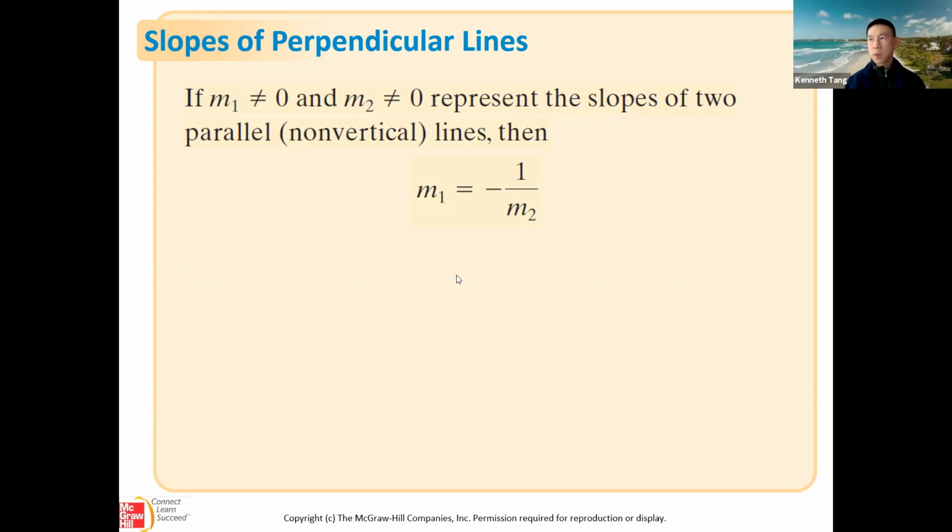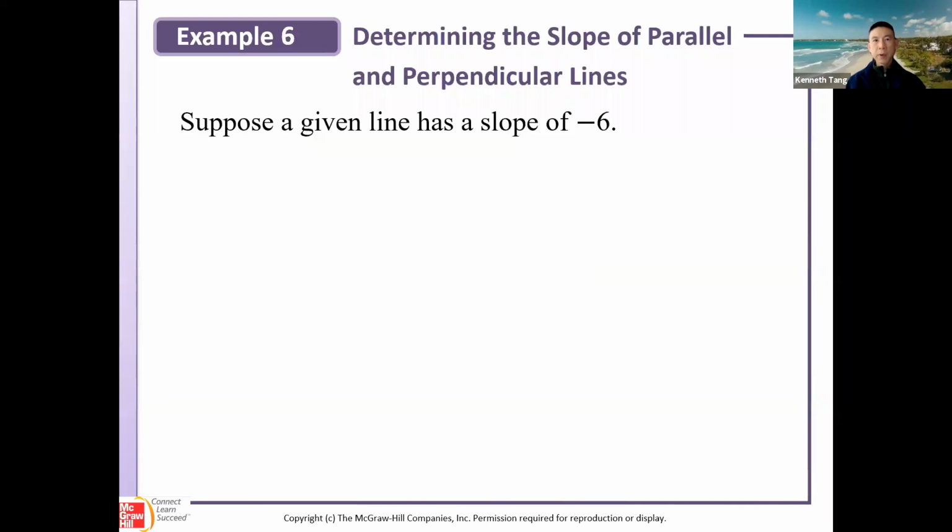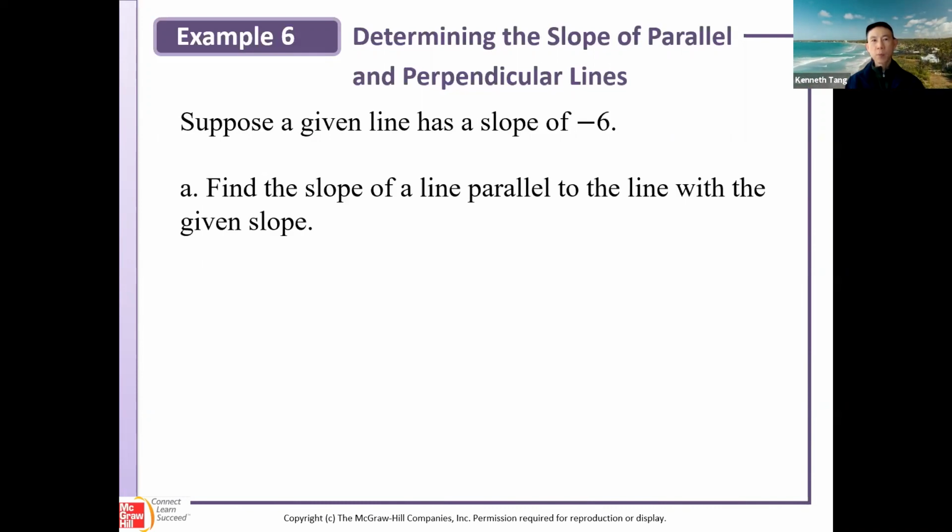Again, perpendicular: when the first line is at a right angle to the horizontal line, you call that a perpendicular line. If you multiply m1 and m2, you're going to get -1. So here, suppose you have a line with a slope of -6. Now they want you to find the slope that is parallel to that line.